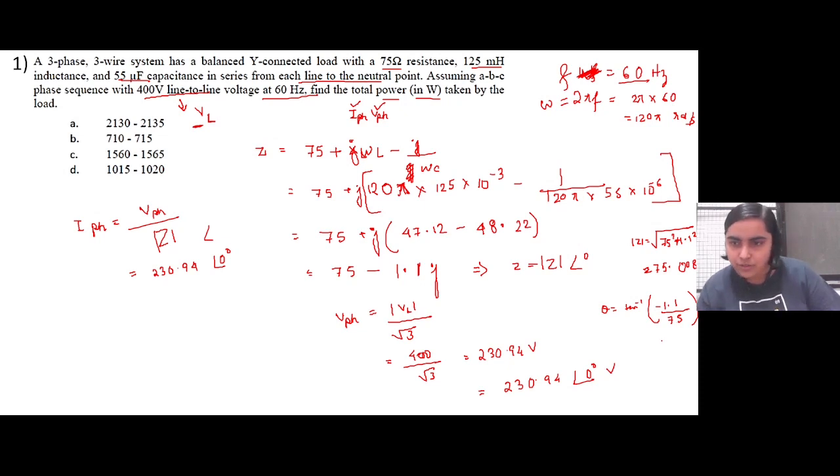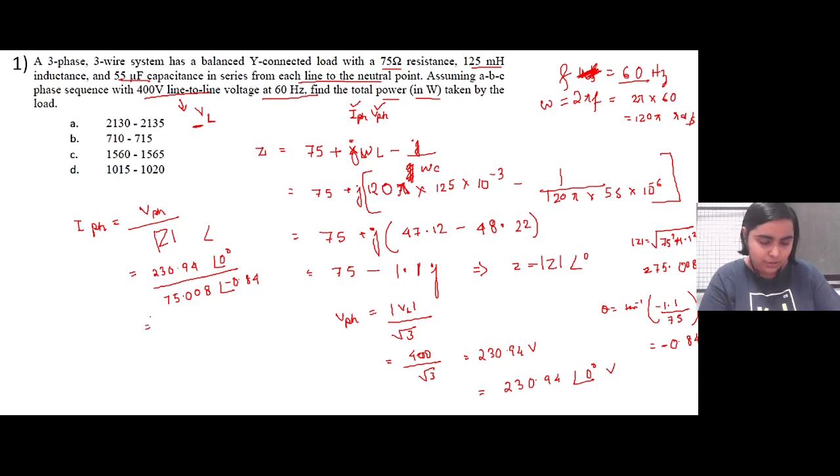So it comes out to be 0.8 minus 0.84. Writing it here: 75.008, angle is minus 0.84. So 230.94 divided by 75.008. The phase current comes out to be 3.0788. And what will be the angle? This is 0 divided by, this is minus of 0.84.